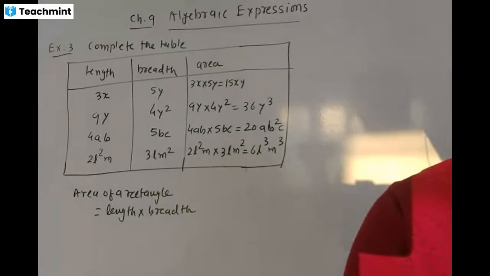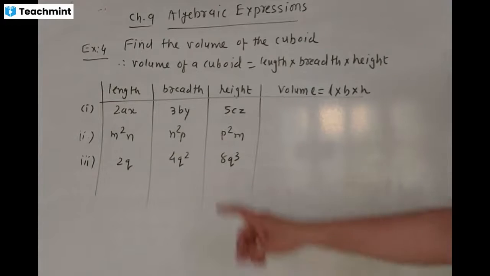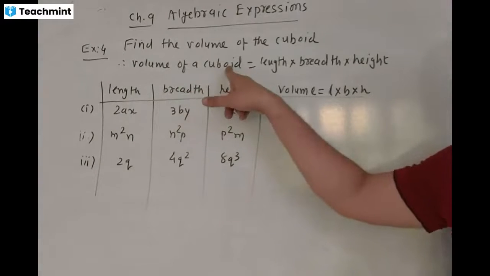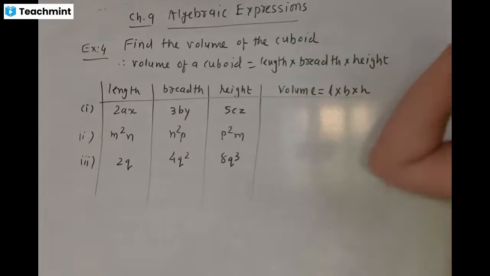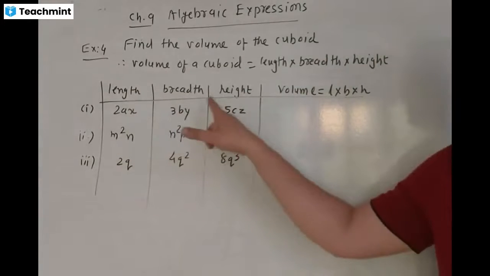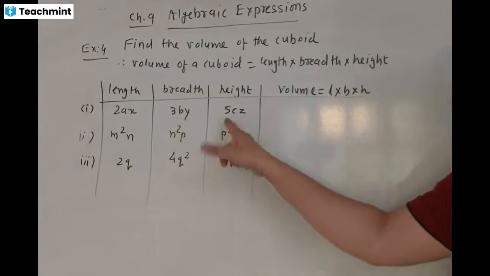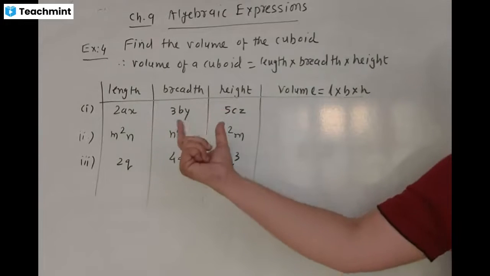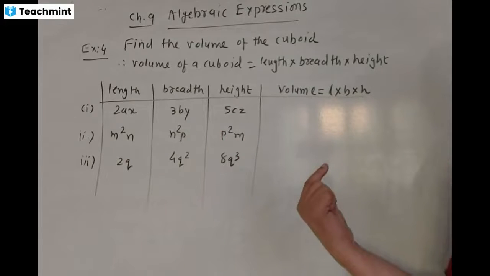Here, example number 4. Find the volume of the cuboid. What is the formula of volume of cuboid? Volume of a cuboid is equal to length multiply breadth multiply height. And here length, breadth and height are given. That is a length, that is a breadth, that is a height. They are monomial terms. There are 3 monomial terms. So 3 or more monomial terms multiply with monomial terms.